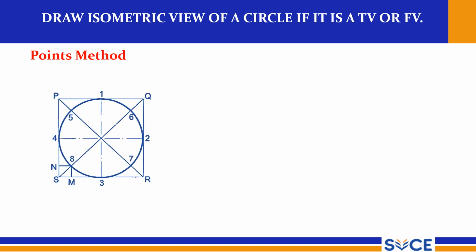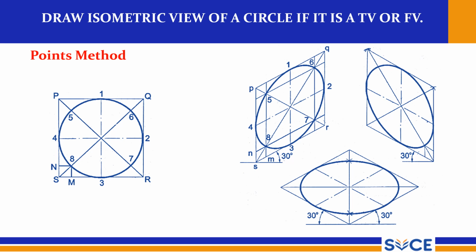So the points method, to draw a circle, this is the points method. Here, enclose the circle within a box, right? Now you can divide this into 8 equal parts, right? So 1 2 3 4 5 6 7 8. So totally you are getting 8 points. This is vertical, right? Those points 1 4 2 3 can be marked on the square itself.